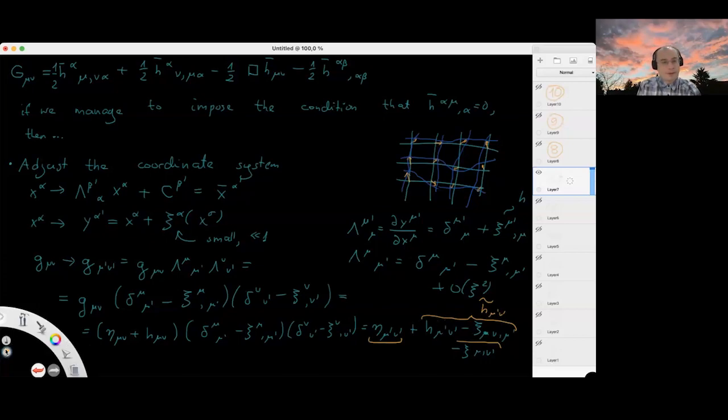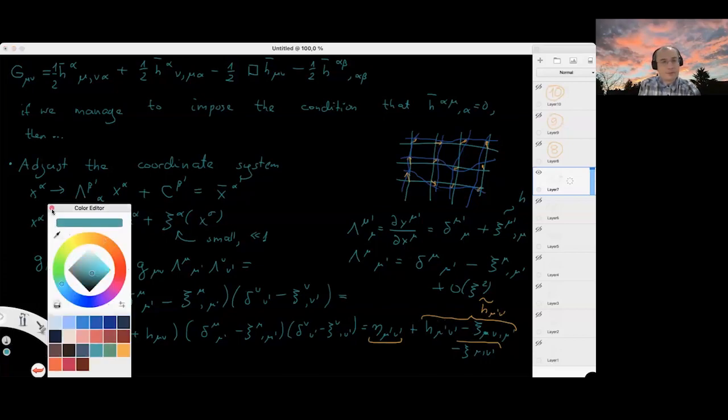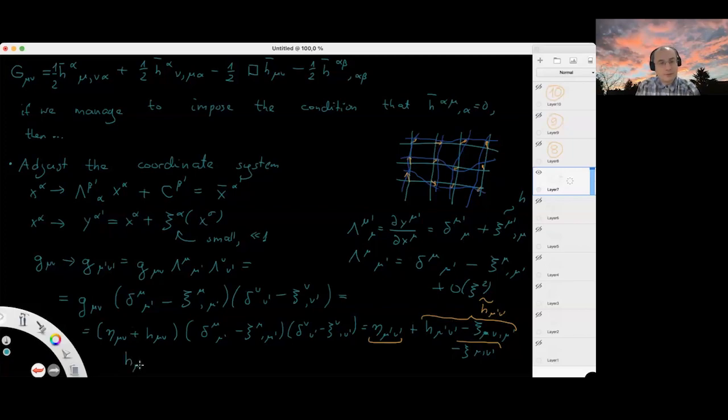So we can write that h mu nu transforms into h mu prime nu prime equals h mu nu minus the derivative of xi mu with respect to nu, minus the derivative of xi nu with respect to mu. I'm using primes here, but it doesn't really matter. These are not covariant equations, so distinguishing between prime and unprime indices is a bit of a question of convention.